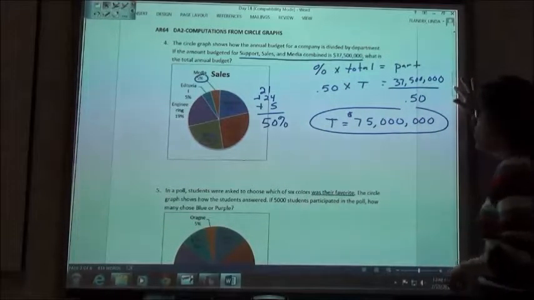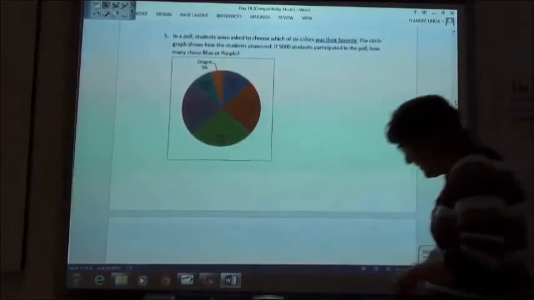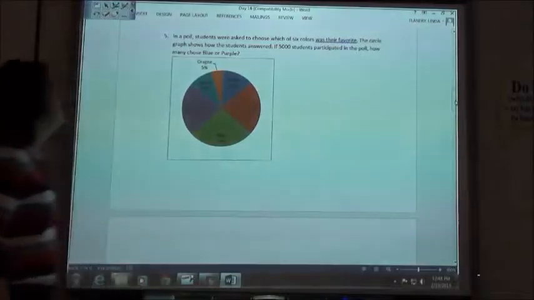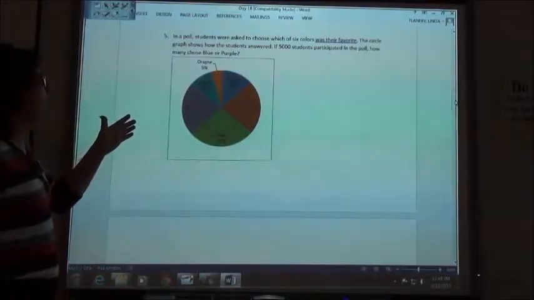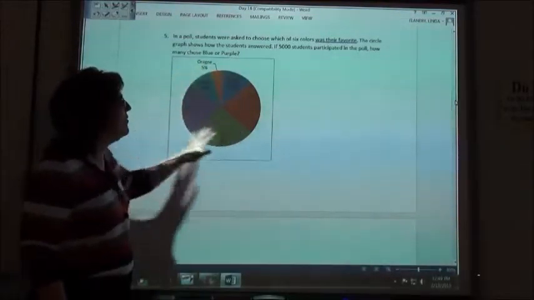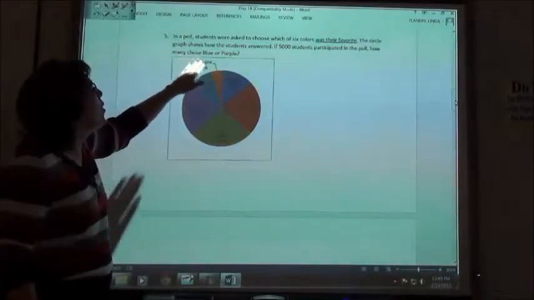We'll get to one of those, I think. I guess I didn't read her questions, but I hope she put one in like that. In a poll, students were asked to choose which of 6 colors was their favorite. The circle graph shows how the student answered. 5,000 students participated in the poll, so that's all of them that there are. How many chose blue or purple?